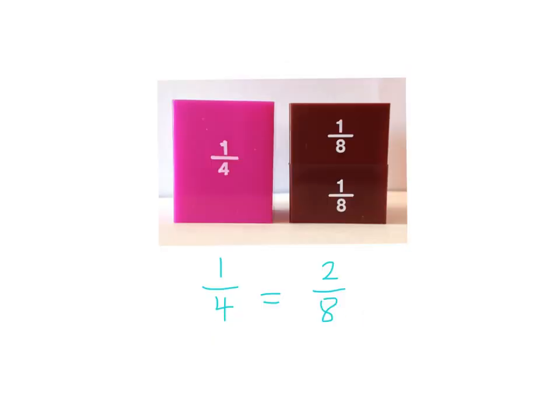Here's another example. If you're looking at 1/4, 1/4 is equivalent to or equal to 2/8. It takes two of these 1/8 pieces to equal this 1/4 piece.